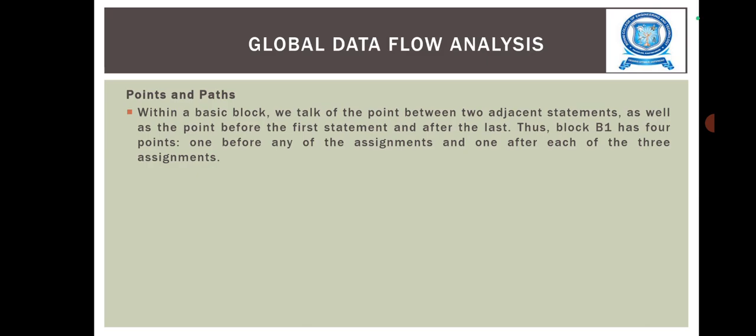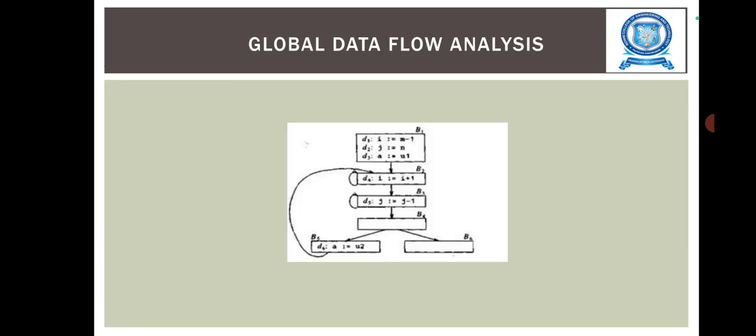Within a basic block, we talk of the point between two adjacent statements, as well as the point before the first statement and after the last. So block B1 has 4 points: one before any of the assignments and one after each of the 3 assignments. That means, for example, we see one diagram.